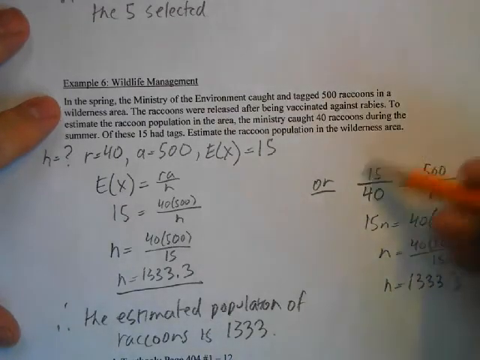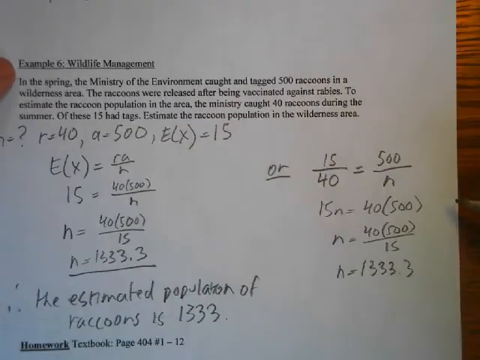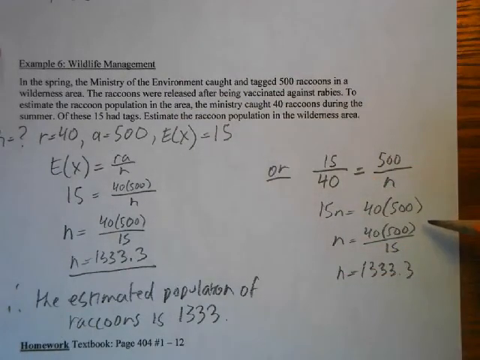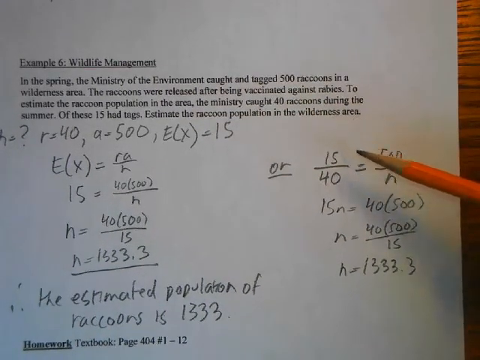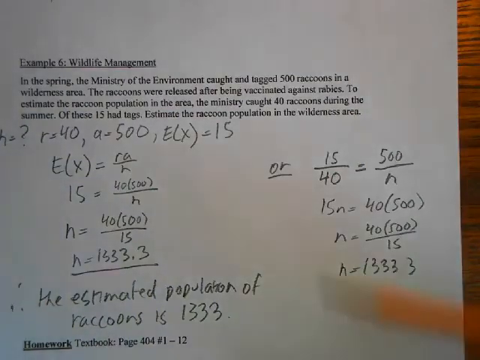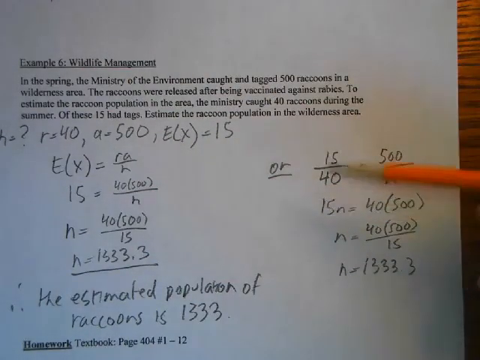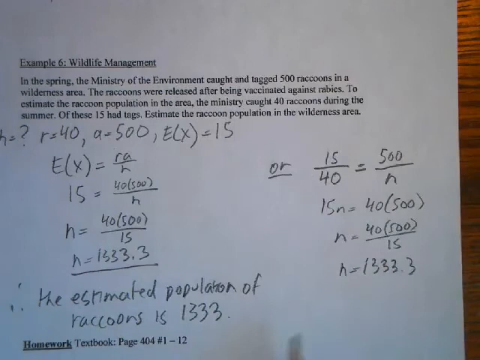So for me, I think it makes more sense to do it this way if you're doing one of these population type questions. This is a fairly popular type of question to show expected number in an application. So you can choose whichever way you like, whichever way makes more sense to you.